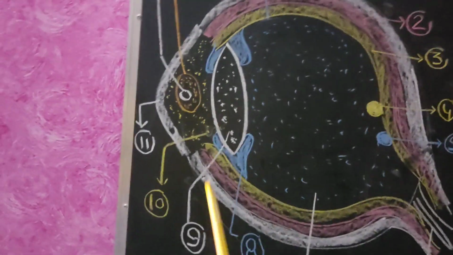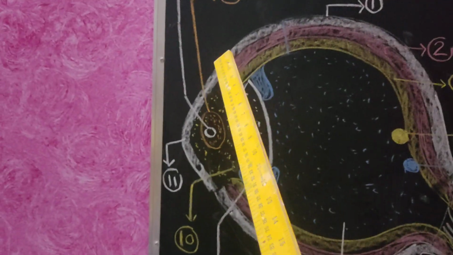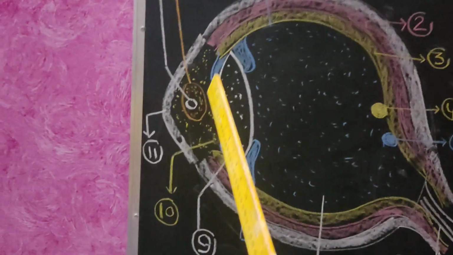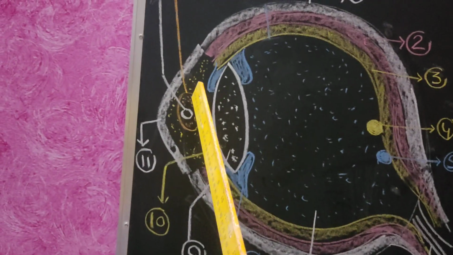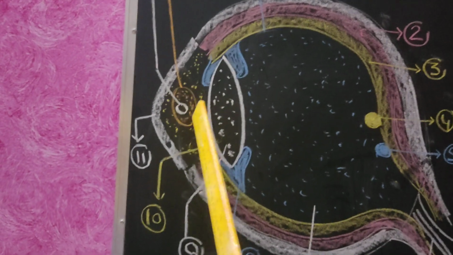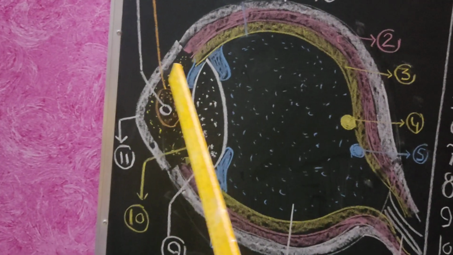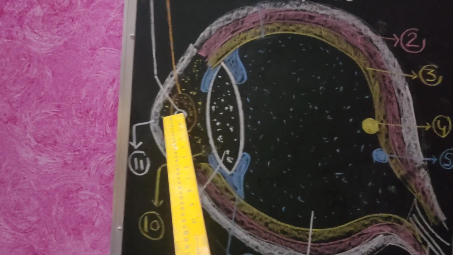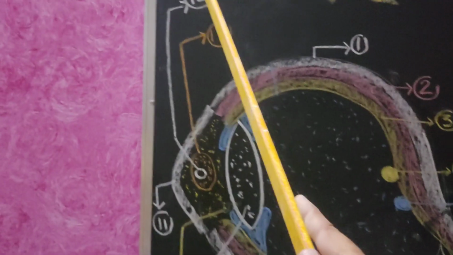And this is number 9, and number 10 I have shown. This is aqueous humor. And then this is the bulged out part, number 11, which I've shown in white. When we see the eye from outside, some people have brown eyes, some have black eyes, some have blue eyes. We say his eyes are blue, etc. So this is the colorful portion of the eye which we see, and inside there is a small hole. That hole is called the pupil, number 12.